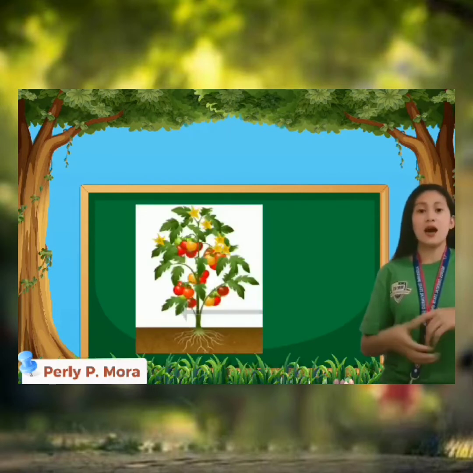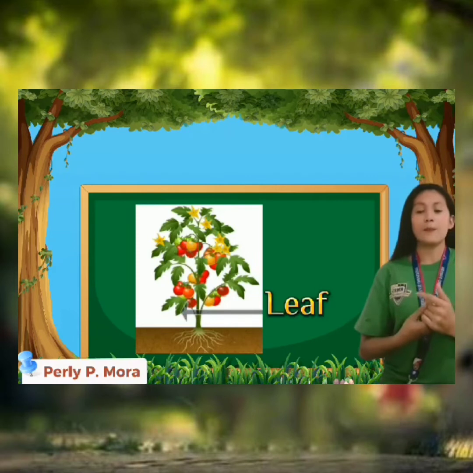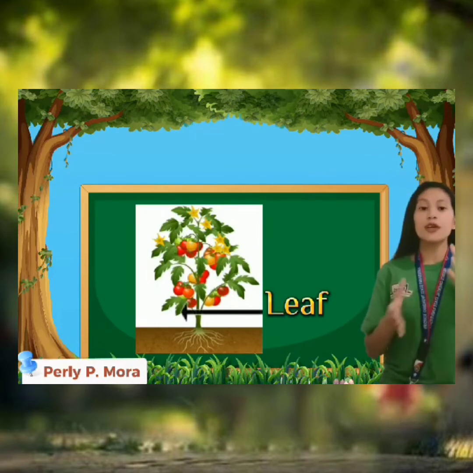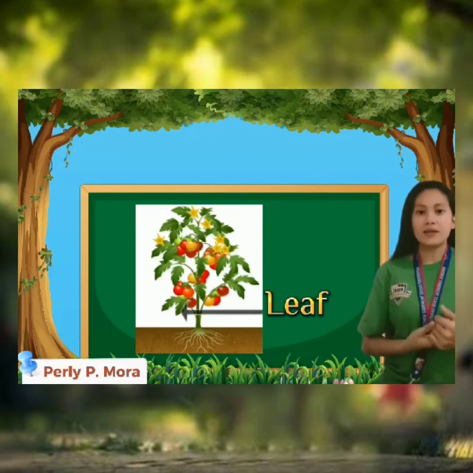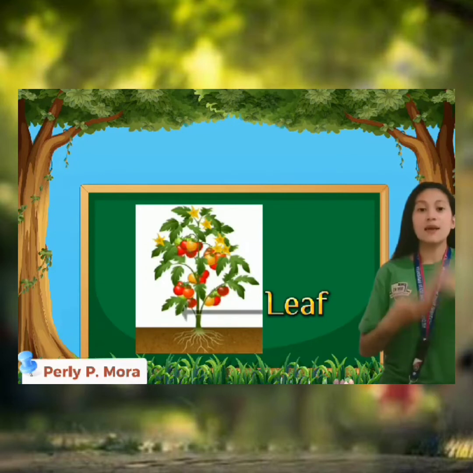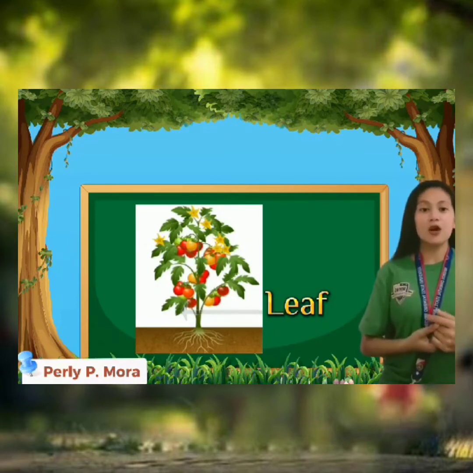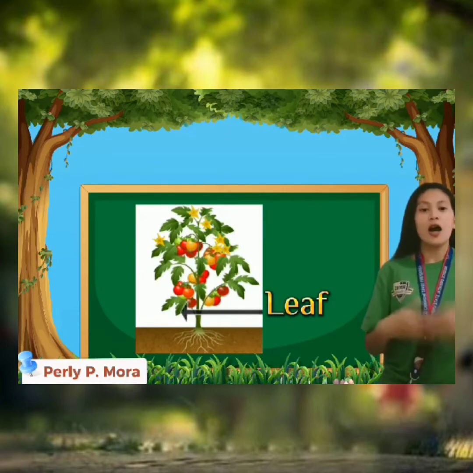Next is the function of a leaf. A leaf's primary job is to use photosynthesis to make food for the plant. Light energy is absorbed by chlorophyll, the compound that gives plants their distinctive green color. The leaf epidermis, which is continuous with the stem epidermis, protects the internal leaf structure.